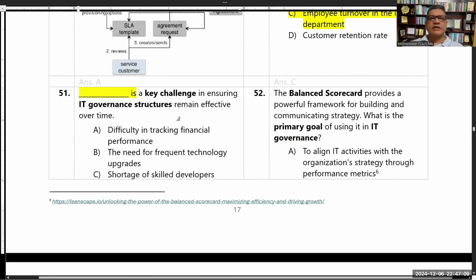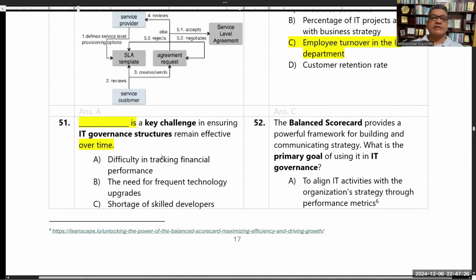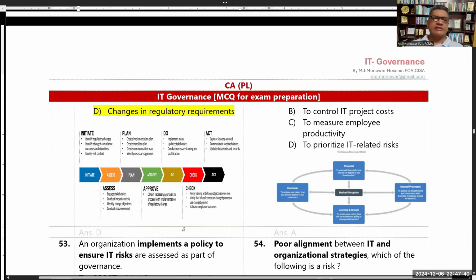Also see, what is a key challenge in ensuring IT governance structure remains effective over time? That one is the change in regulatory requirements. It is the main challenge or key challenge in ensuring IT governance structure remains effective over time. The answer D. So here the IT governance structure is working in this way.